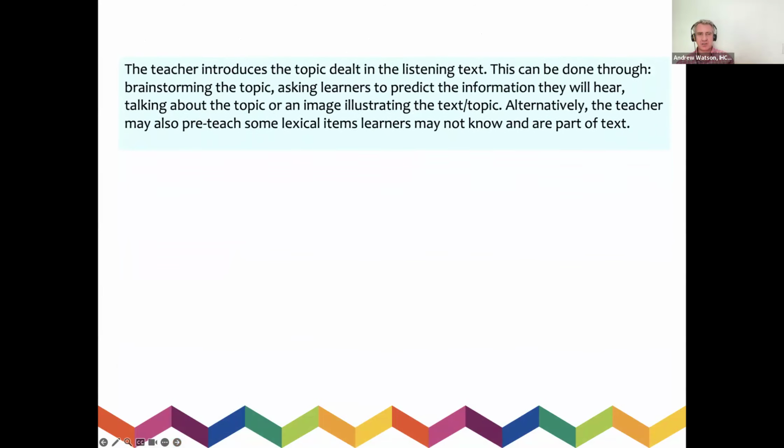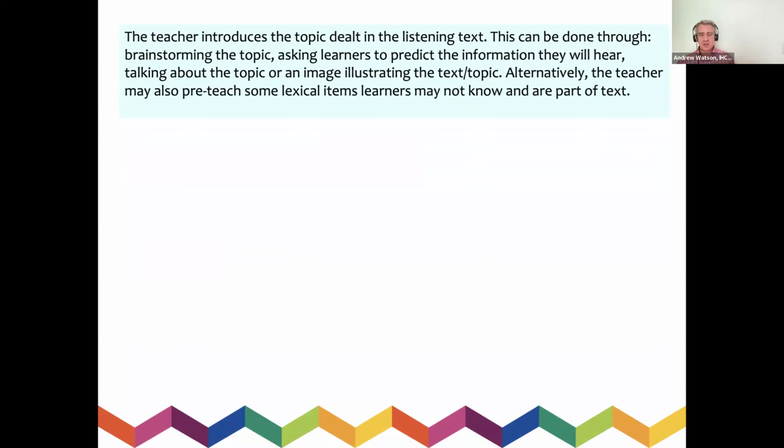Okay, so I'm just going to give you some general rules for teaching a listening lesson. The first one is to introduce the topic dealt with in the listening text. This can be done through brainstorming the topic, asking learners to predict information they will hear, or talking about an image illustrating the text or topic. Notice by topic, we're not talking about the language point here. In my lesson, it was planning holidays. That's the topic.